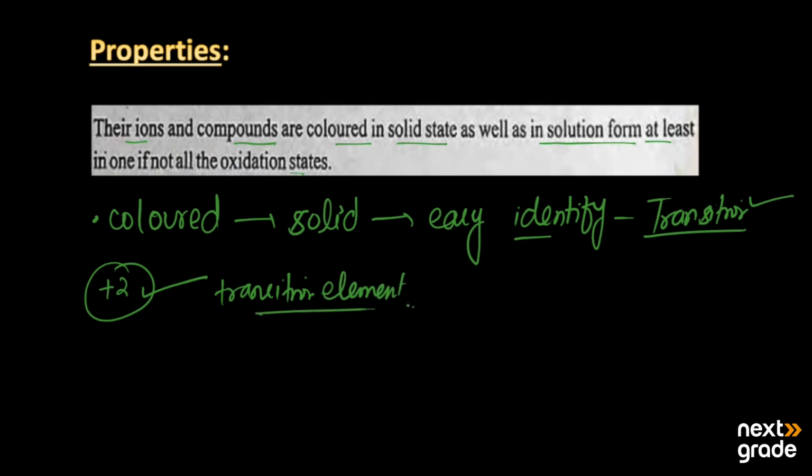So transition elements have variable oxidation states like plus 2 and so on. So this was a simple topic that we have today.